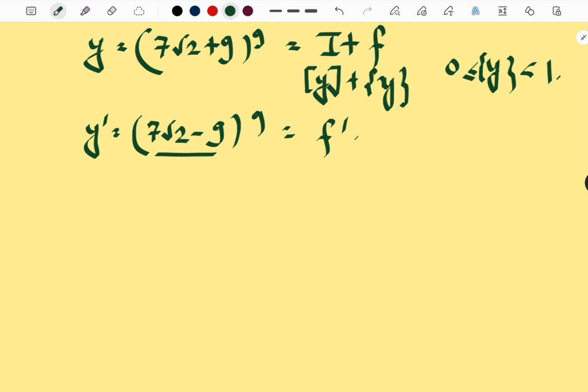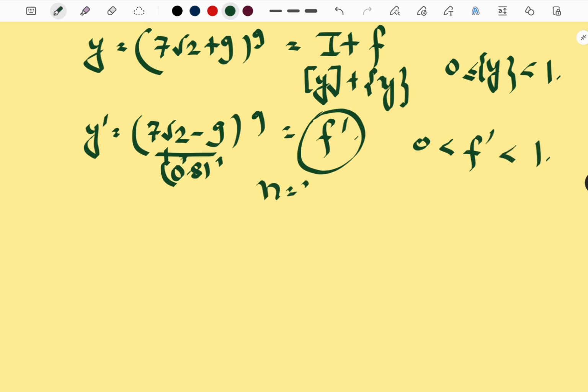Why? What is √2? √2 is 1.4, and 7 into 1.4 is 9.8. 9.8 minus 9 will be 0.8. 0.8 to the power 9 will obviously be a positive value, but it will always be less than 1. So it always lies from 0 to 1. So obviously f' lies from 0 to 1.